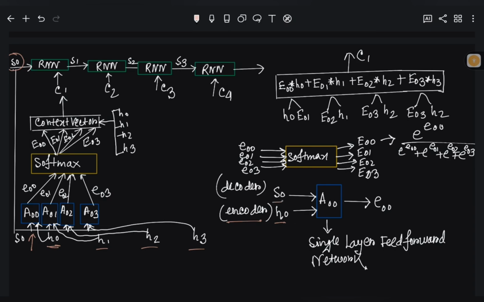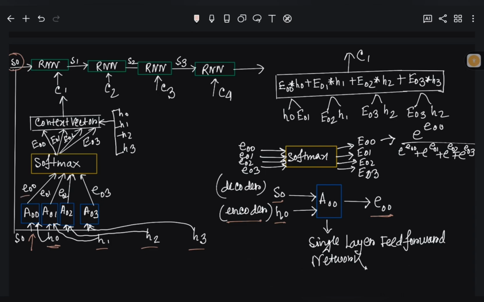So with the help of the previous timestamp hidden state from the decoder layer and also the encoder layer hidden state, which is h0, we get e00, right? This is nothing but a single layer feed forward neural network. With the input of these two, we get a different representation, which is e00. I hope these things are clear.